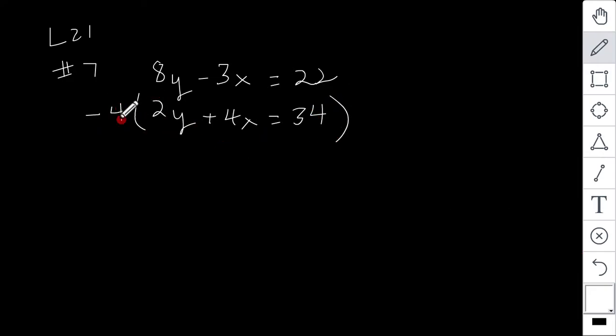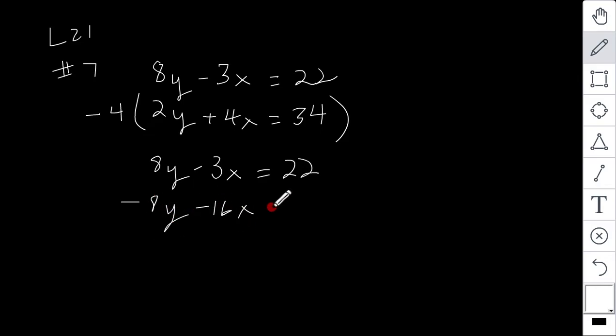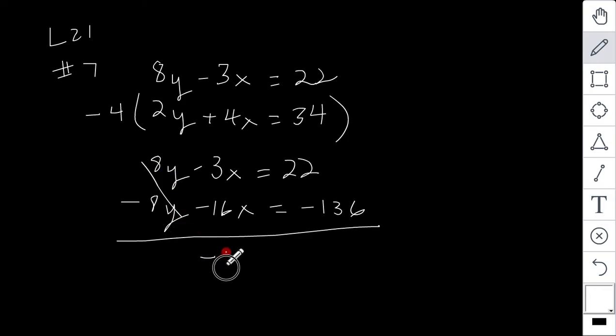I'm going to take this times negative 4. So we're going to get, if I copy this right, 8y minus 3x equals 22. I'm going to take the bottom row times negative 4. So I'm just going to pop open my calculator on my phone. So I'm going to get negative 8y minus 16x equals 34 times 4, which is negative 136. And I'm going to add these up. These add out. We wanted to eliminate, so we eliminated the y's. We made them opposite. So we get negative 19x.